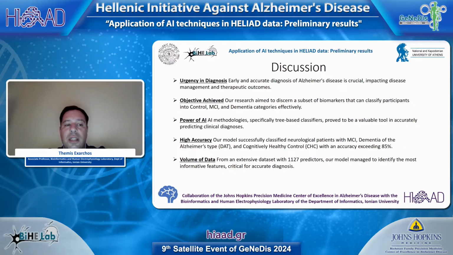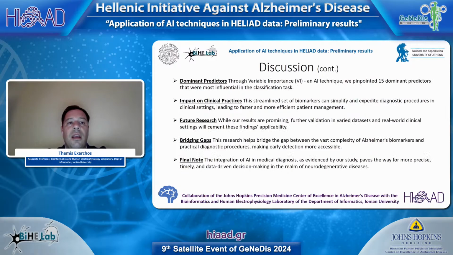So we initially reduced the dataset, the predictors, to 500 by removing low variance data or data with very many missing values. But then, in order to reduce from 500 to approximately 80 predictors, we used sophisticated techniques that showed a great correlation with the target outcome. Through variable importance, we have presented the 15 dominant predictors most influential in the classification task.